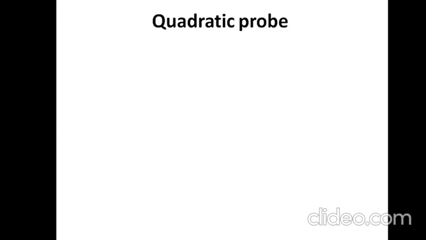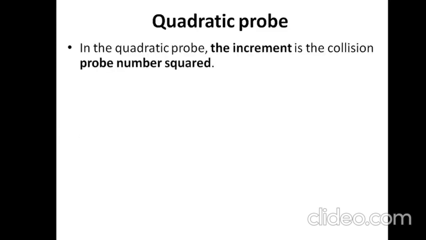The next scheme is called quadratic probe. In the quadratic probe, the increment is the collision probe number squared. So we just change the formula here. Instead of adding a fixed number like 1 or 2, we find the square of the probe number and add it to the address.